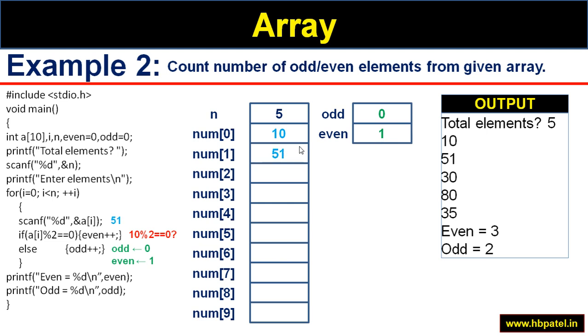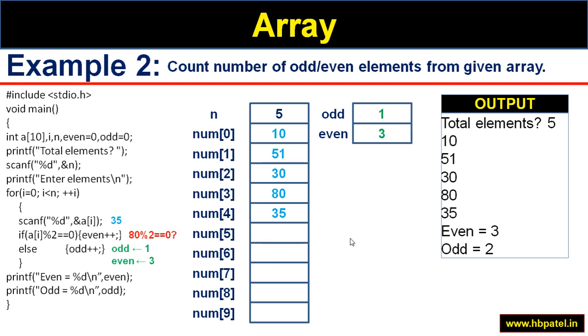Then next time 51. I know that 51 modulo 2 equal to 0. No, it is false. So in that case, odd counter will be incremented. Next time 30. So 30 modulo 2 equal to 0. Yes. So in that case, even counter is incremented. So look at this, it is incremented to 2. Next time 80. So again 80 modulo 2 equal to 0. Yes. So even counter is incremented by 1. So now it is 3.